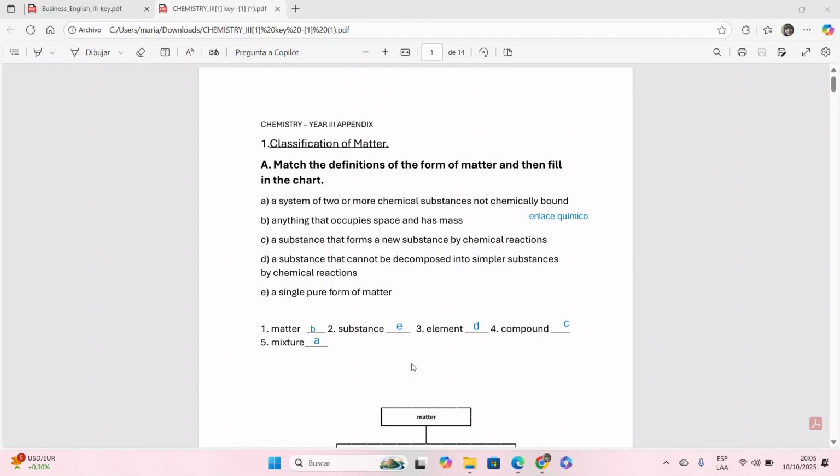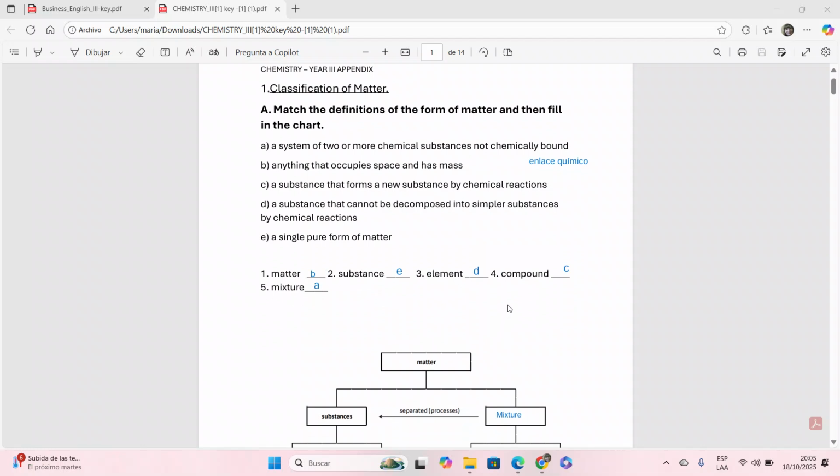2. Substance, E, a single pure form of matter. 3. Element, D, a substance that cannot be decomposed into simpler substances by chemical reactions. 4. Compound, C, a substance that forms a new substance by chemical reactions. 5. Mixture, a system of two or more chemical substances not chemically bound.